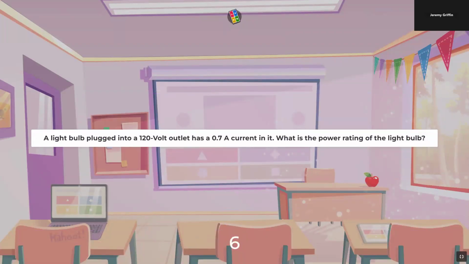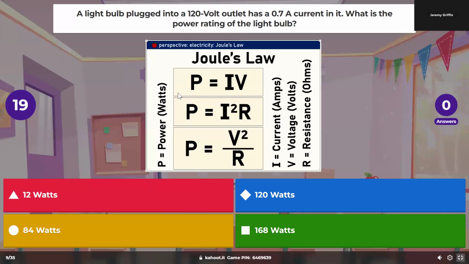A light bulb plugged into 120 volts has 0.7 amps of current in it. What's the power rating? Ooh, power. Use this first one right here. P equals IV. Power is current times voltage. Try that out.